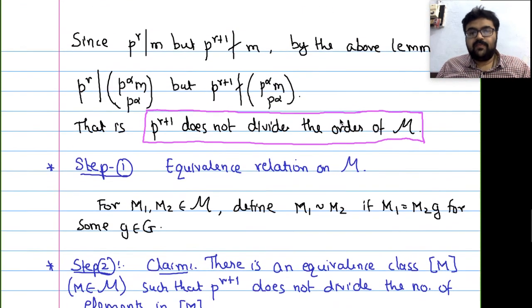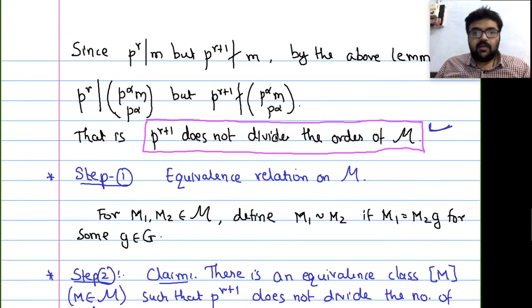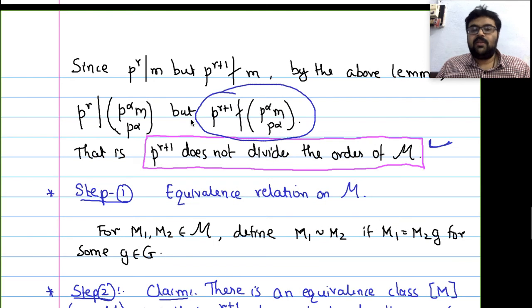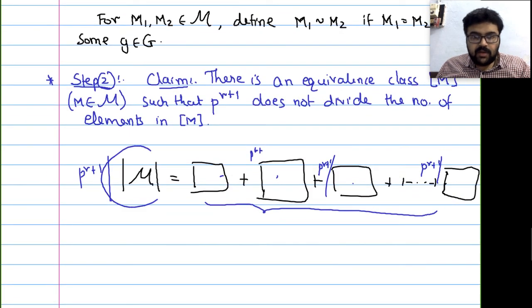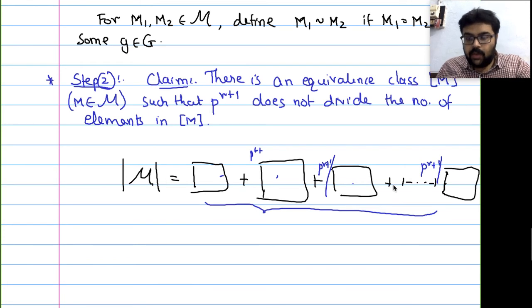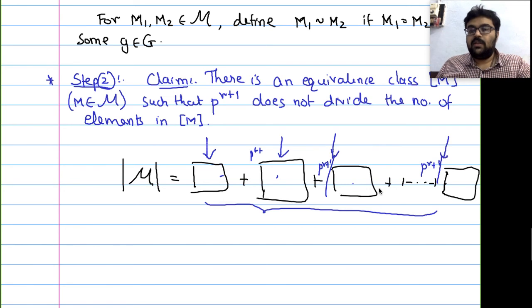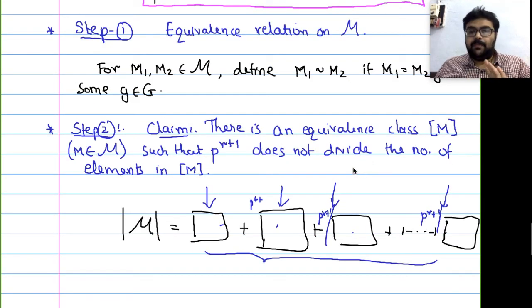So here this is what we have. Yes, p power r plus 1 does not divide this. So that means p power r plus 1 does not divide the order of M, the cardinality of M. That means it cannot divide all these terms. It cannot divide this, it cannot divide this. Is it clear? We cannot say it does not divide all of them. It may divide some of them, but it cannot divide all of them.